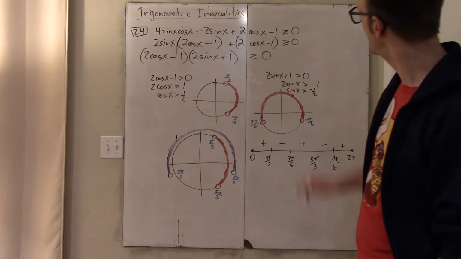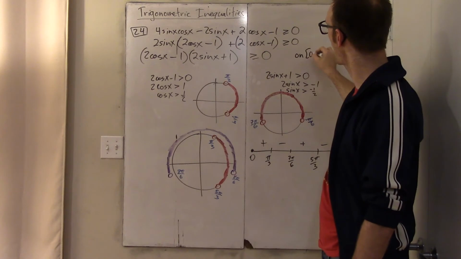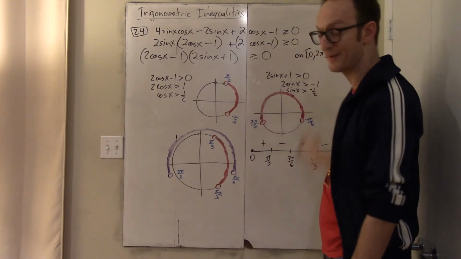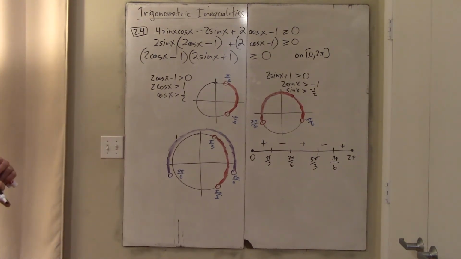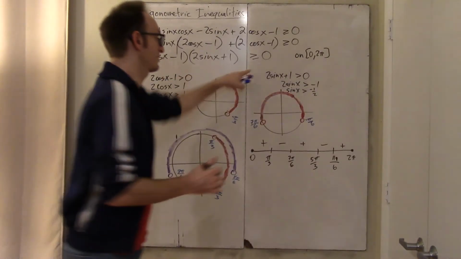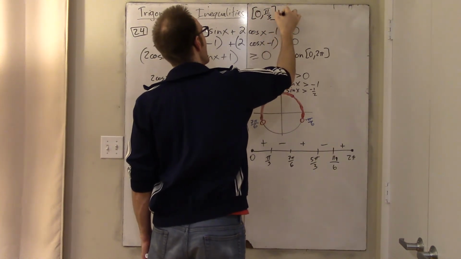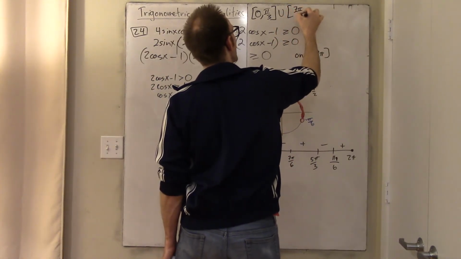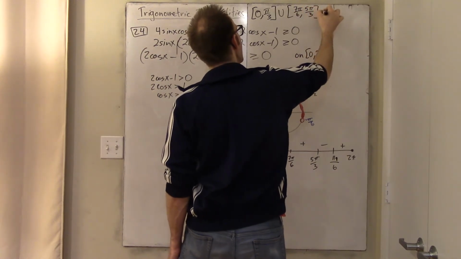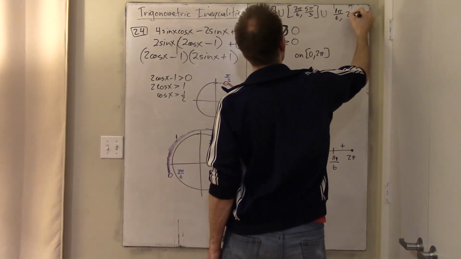Okay, so if this problem were asking, give me all the answers on the interval 0 to 2 pi, which actually happens often, they only care about the solutions on some specific interval, then our answer would be, it's also greater than or equal to 0, right? So our answer would be everything from 0 to pi over 3, and everything from 7 pi over 6 to 5 pi over 3, and everything from 11 pi over 6 to 2 pi.